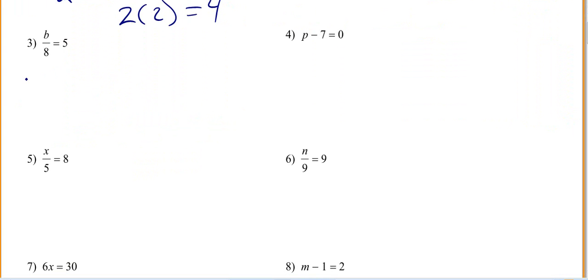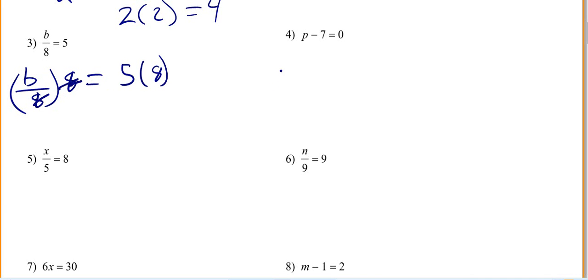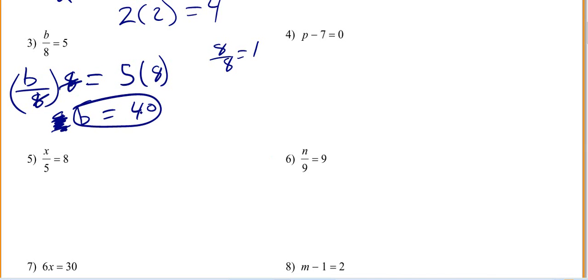Problem 3 here tends to give students some trouble, but it's really not that hard. You've got b divided by 8. You just ask yourself, what's the inverse operation of division? Well, it's multiplication, right? So if you're going to multiply this side by 8, what must you multiply your 5 by? 8, right? Well, these 8's will cancel out, because 8 divided by 8 is 1, right? So you're just left with 1b. There's no need to really put that 1. And you've got 5 times 8, which is 40, right? 5 times 8 is 40. So you've got b is equal to 40.